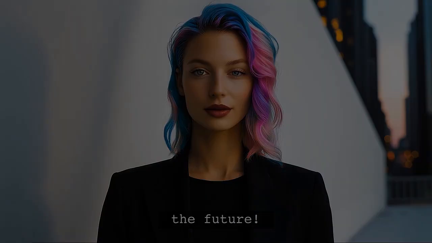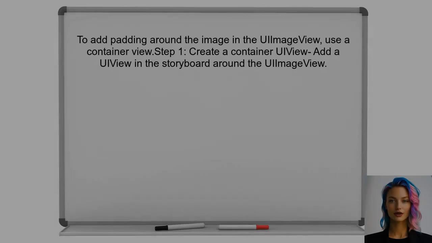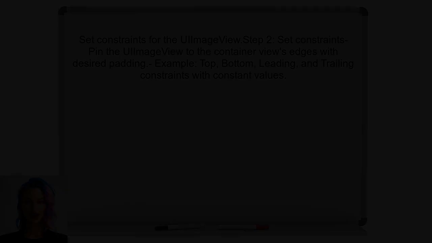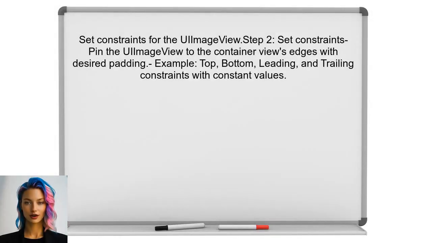issues in the future. To add padding around the image in the UIImageView, the user should use a different approach than setting layout margins directly on the UIImageView. Instead, they can use a container view. Next, the user should set constraints for the UIImageView to ensure it fits within the container view. This will allow the user to control the padding effectively.